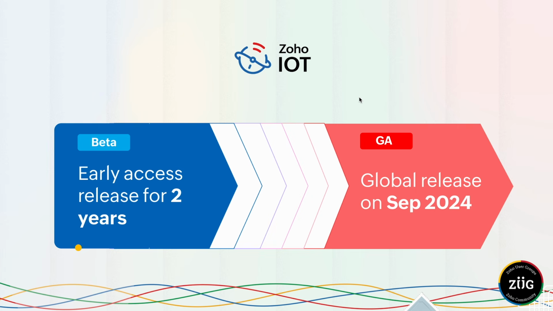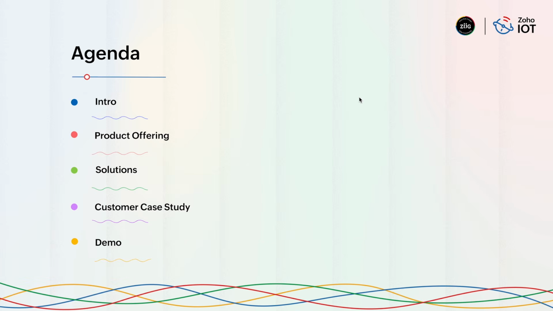For those who are new to Zoho IoT, we launched Zoho IoT last year along with India Zoholics. But we had been on beta for almost 2 years. We had successfully onboarded diverse customer use cases, and we had seen proven success there. So with that, this is going to be the agenda.